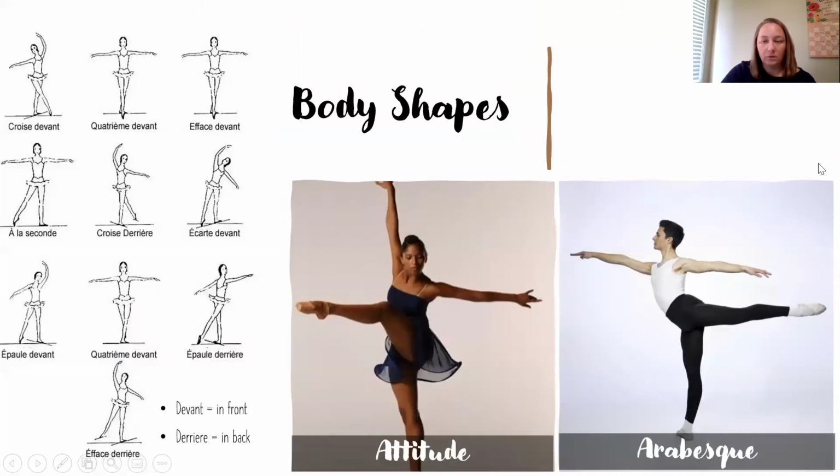And then just a couple of other shapes to consider here. So these are just showing different positions of the legs, either in front of the body or behind the body. And then arabesque can be done in either of those positions as well. So arabesque is with the free leg straight, and in attitude, your free leg is bent.